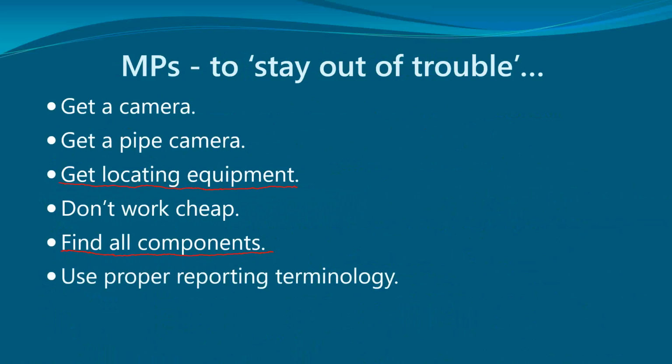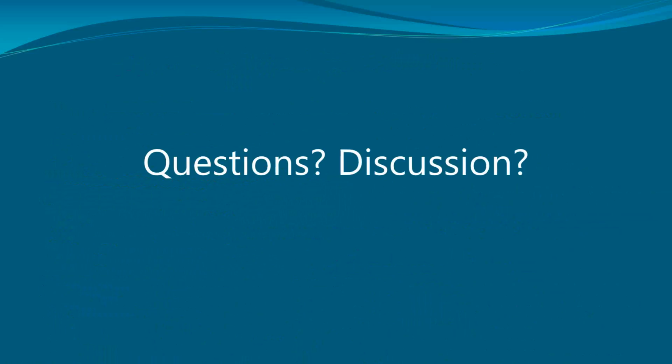Use proper reporting terminology. We've been there twice already. That's not to say the system has failed, but to say it's in a performance malfunction condition, etc. Use some kind of a contract to protect yourself. Any questions or thoughts on that?